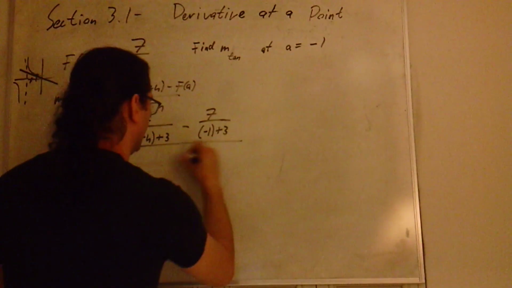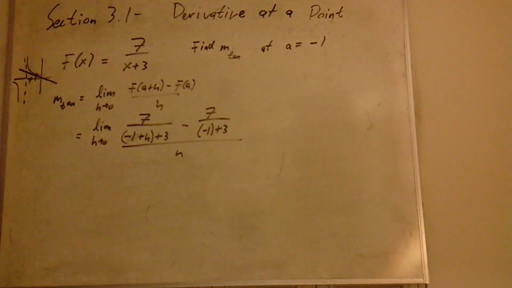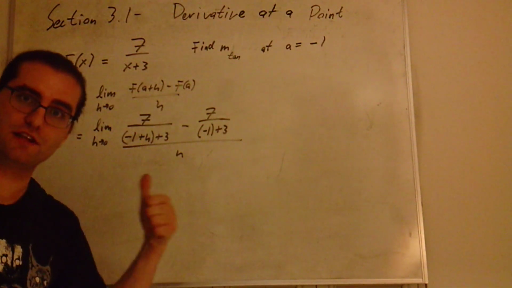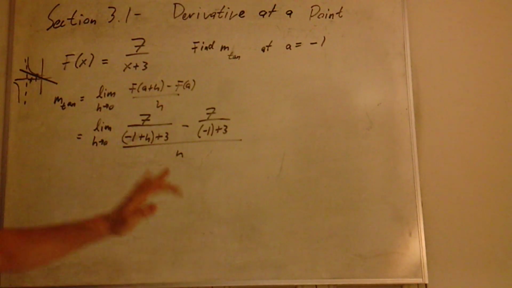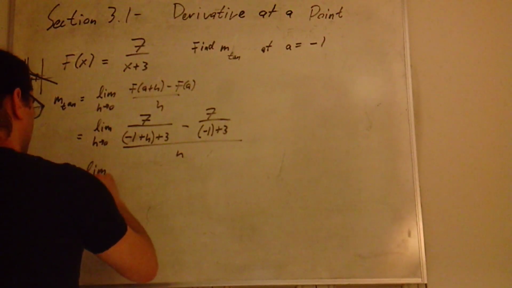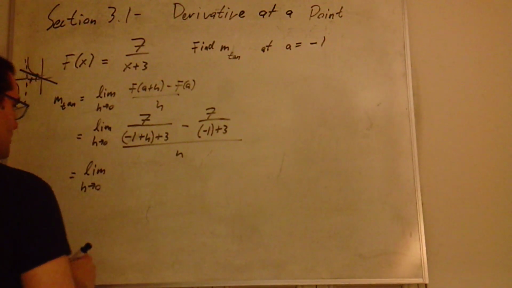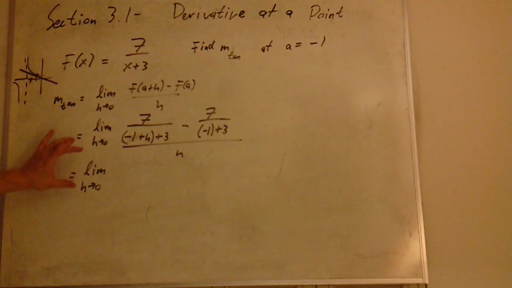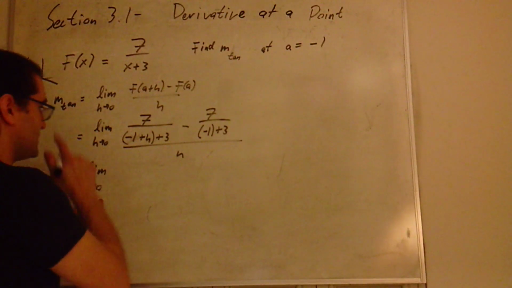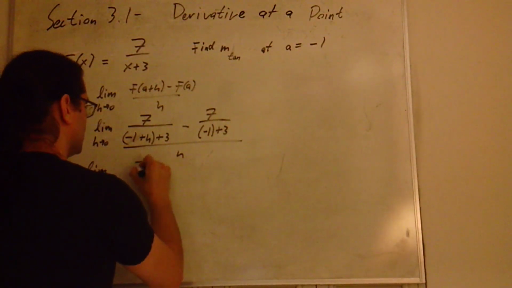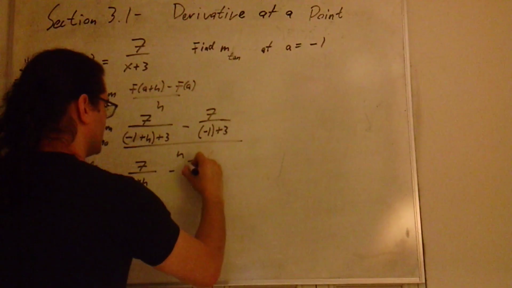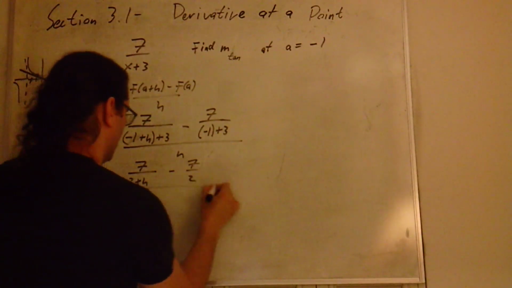All divided by h. I have created a horrifying mess. I think we can all agree. This is not pretty. But it's very doable. Stick with me. We can simplify this a little bit. Still have the limit as h goes to 0. This is not going away for a while. I like it best if it gets written every time so that it doesn't get forgotten about. The limit as h goes to 0 of 7 over 2 plus h minus 7 over 2 all over h.